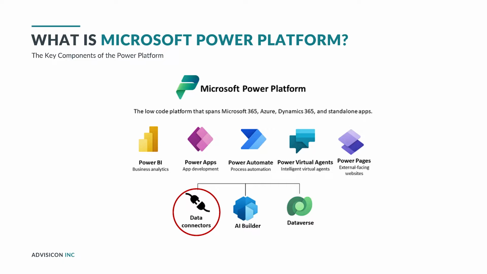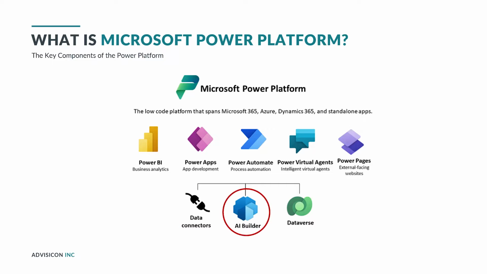Underpinning these elements are these three items here. First, data connectors. At the publication of this particular presentation, I believe there are right now about 600 or more data connectors, allowing the Power Platform to connect to many, many different systems. These include things like QuickBooks, Salesforce, ERP systems, Microsoft Dynamics, even MailChimp and other CRM systems.